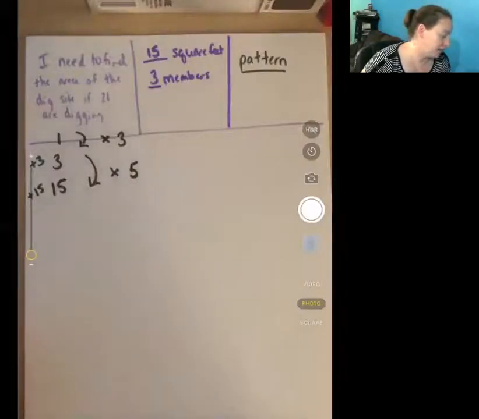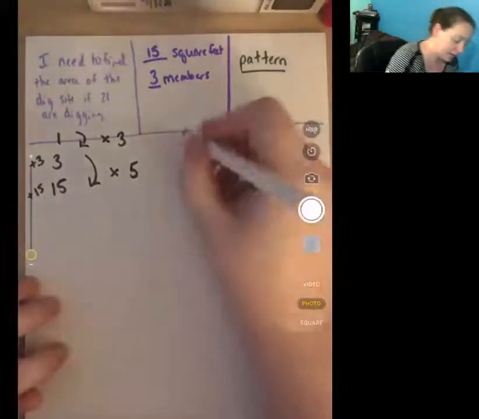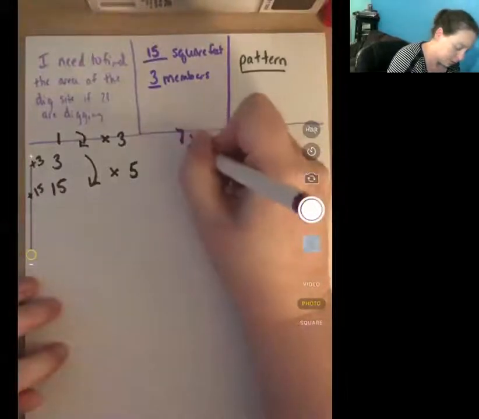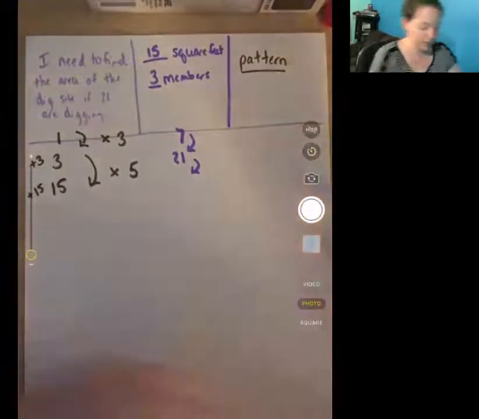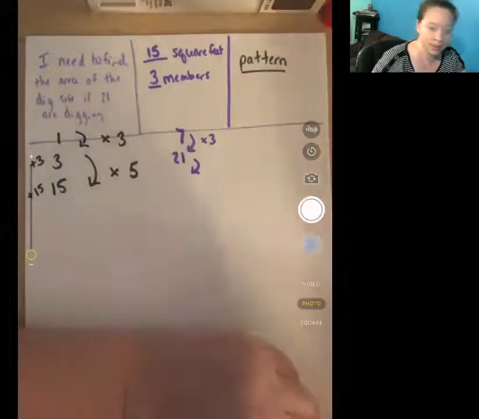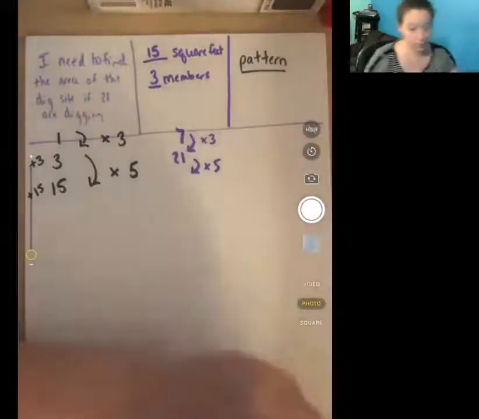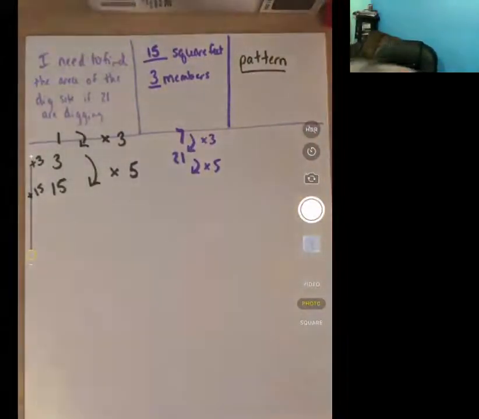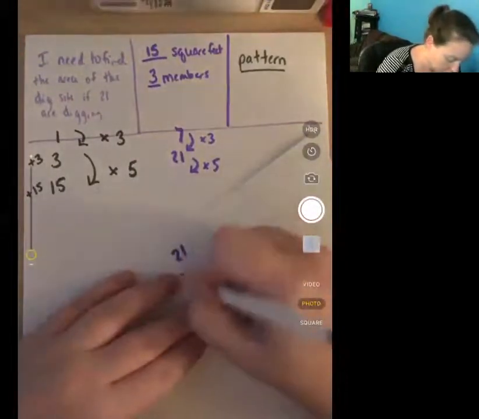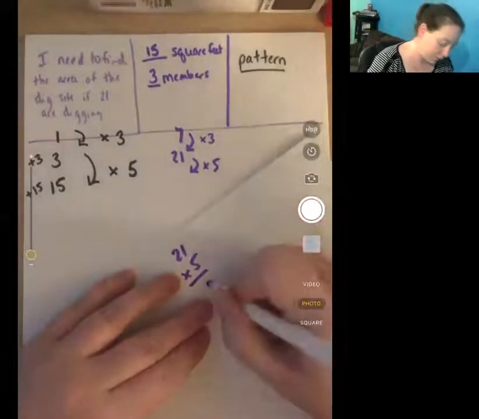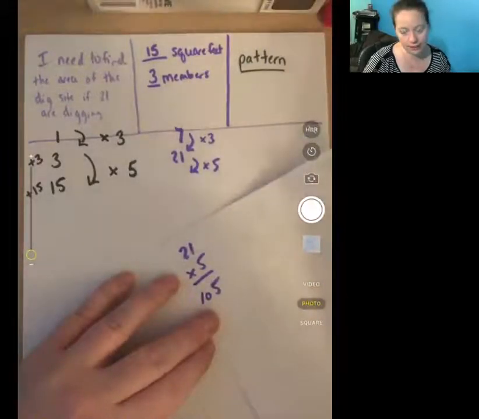So if I go out to where they stopped at 7 to 21, and then it would be 21, because that was 7 times 3 is 21. 21 times 5 is what? Let's figure it out. What's 21 times 5? 1 times 5 is 5. 5 times 2 is 10. So 105.